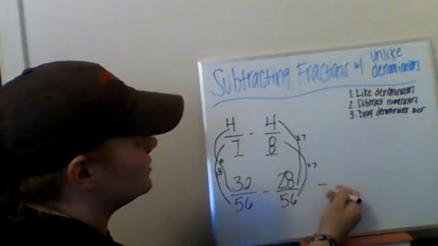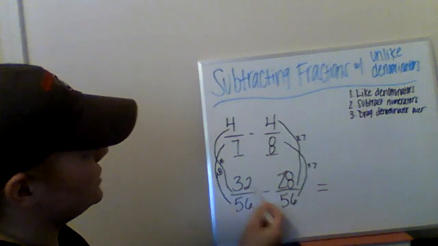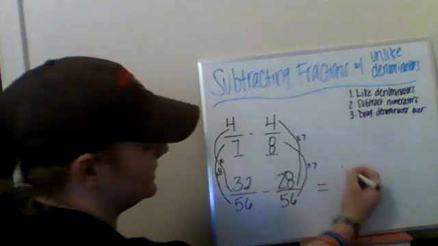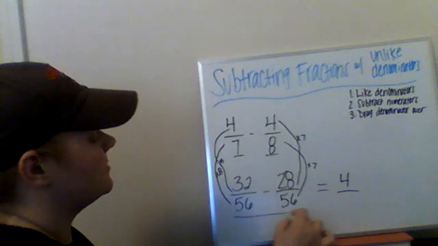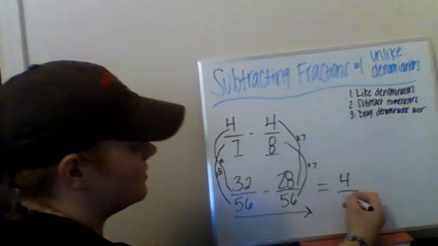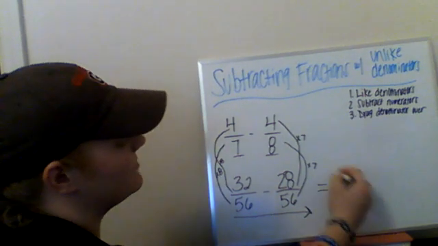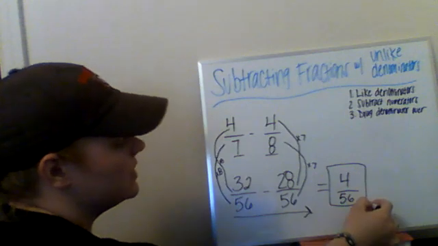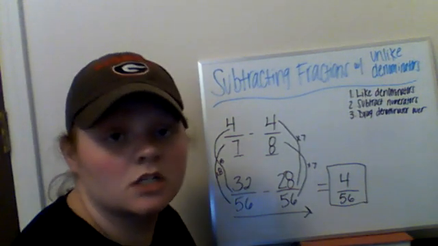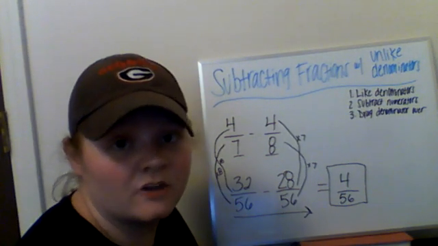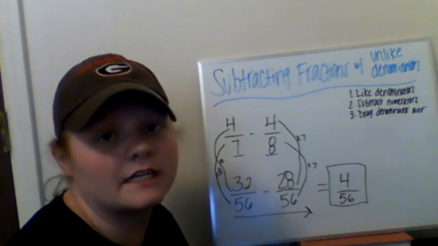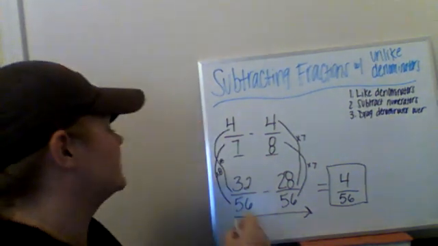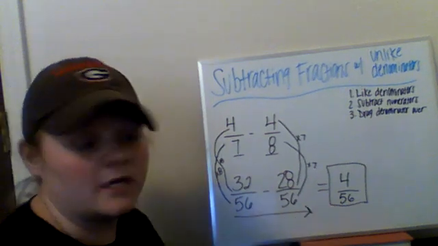Okay? So when I go to subtract these fractions, 32 take away 28 is 4. Okay? Then my last step is to just drag the denominator over. So my denominator would be 56. Again, you don't want to subtract those denominators because you've worked this hard to get like denominators up to this point. You don't want to come up with a whole different set of denominators. Okay? So that's why I just dragged the denominators over.